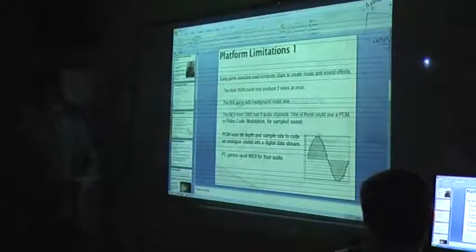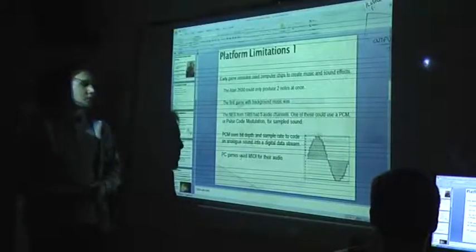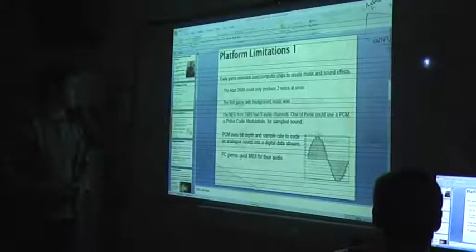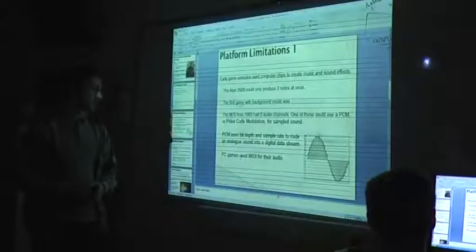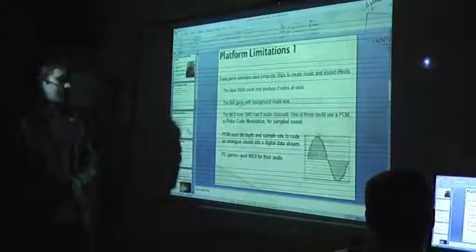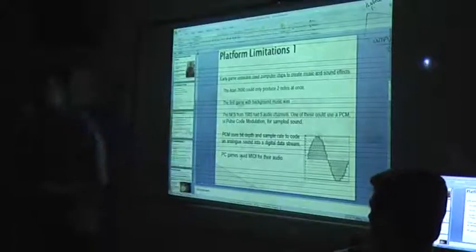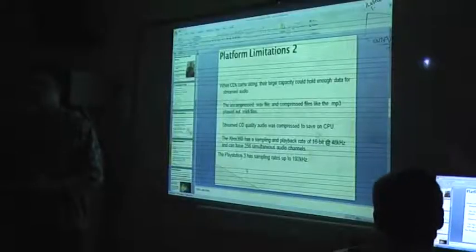Right, the NES from 1985 had 5 audio channels. One of these could be used for PCM, or pulse code modulation, for sampled sound. PCM uses bit depth and sample rate to code an analog sound into a digital data stream. PC games used MIDI for their audio. The quality of sound is going to be based on your sample rate as well, but using a higher sample rate will take up a lot more memory, so it depends which one you're going to have, more memory or low quality sound.